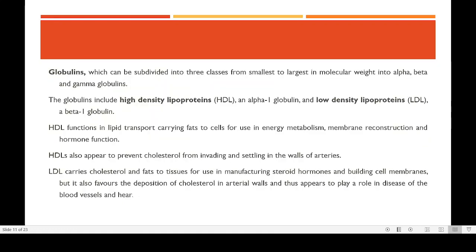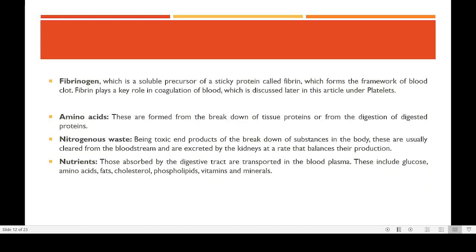Along with that, smaller types of other substances are also present in your blood. Then amino acids, which are formed from the breakdown of tissue protein or from the digestion of protein. So this is another substance present in the plasma. Along with that, we can also find nitrogenous base.